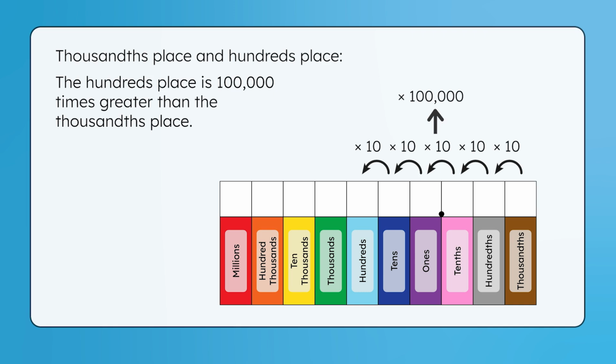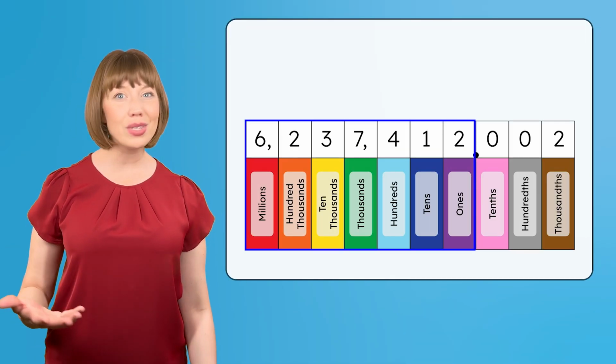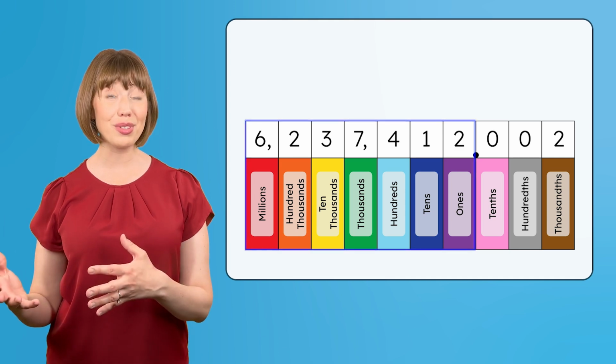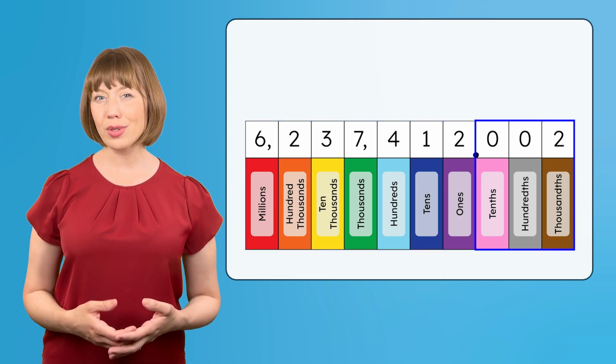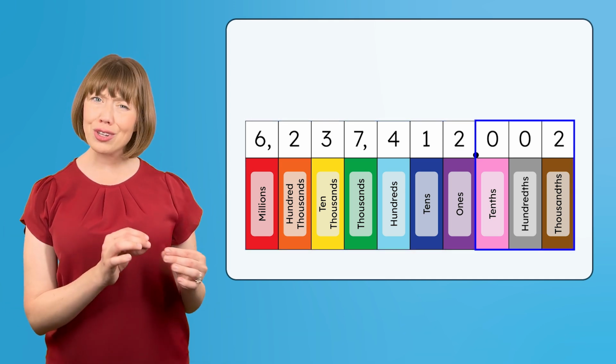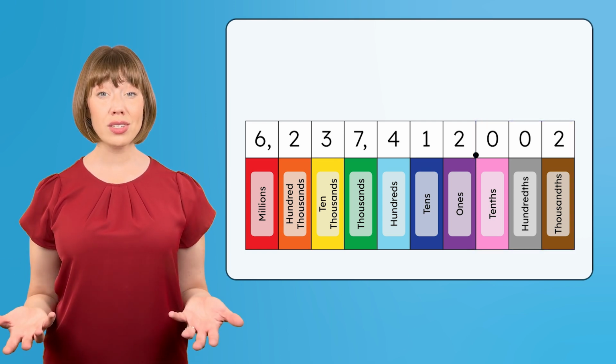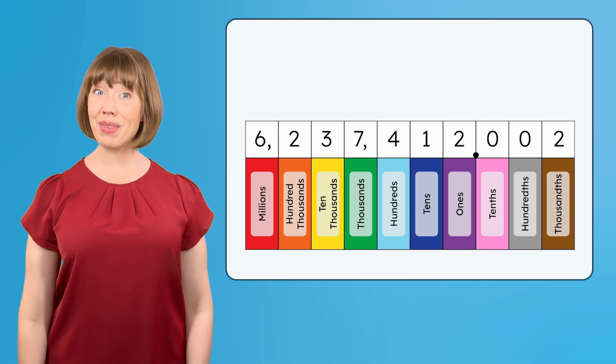Matching the number of jumps to the number of zeros in a power of 10 helps us compare place values clearly, no matter where they are on the chart. Whole numbers, like thousands or millions, help us represent very large values. Decimal place values let us describe small, fractional parts of a whole. But even though the size changes, the pattern stays the same.